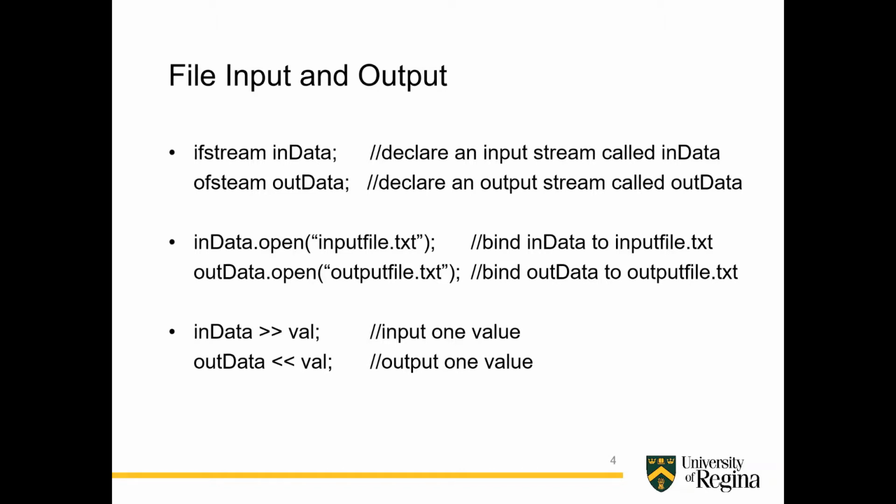Same with outData.open("output file.txt"). It binds outData to output file.txt. So whenever we are using outData to output, the data will go straight ahead to output file.txt. And if there is no such file as output file.txt, it's gonna generate an output file.txt. And if the output file.txt is already there, it's gonna override it.